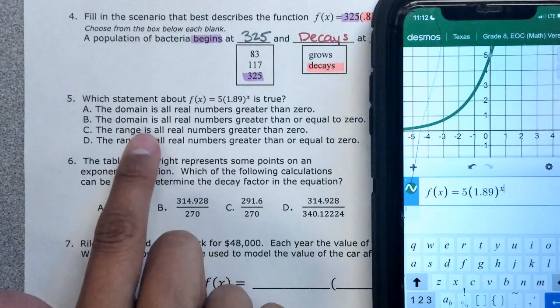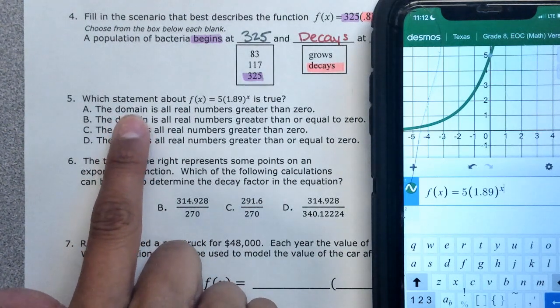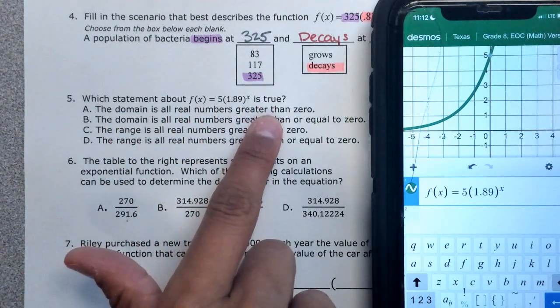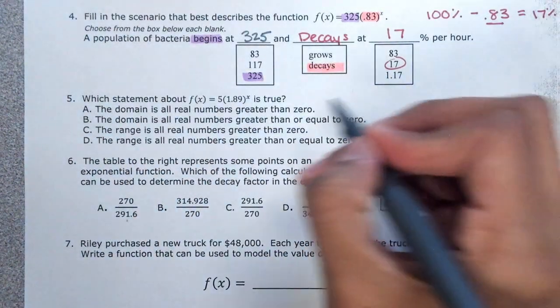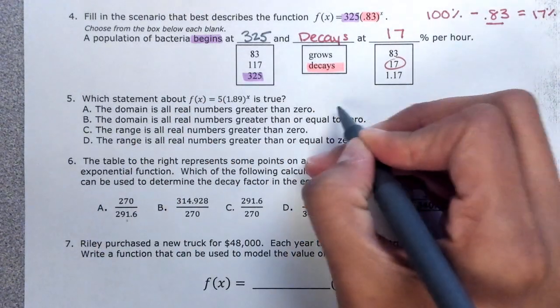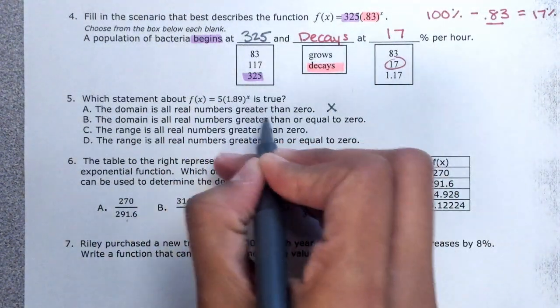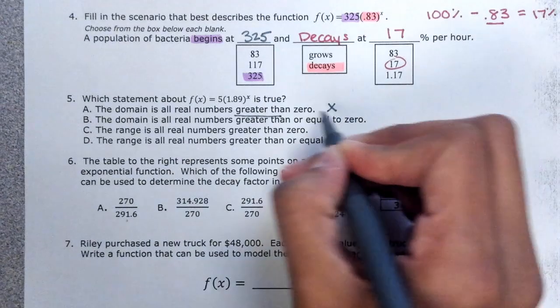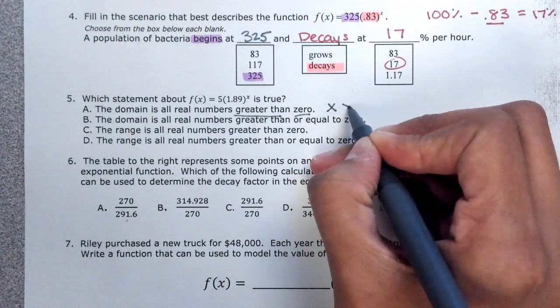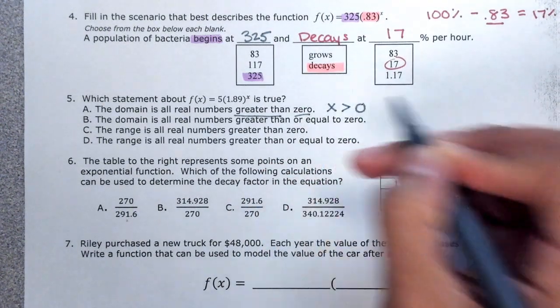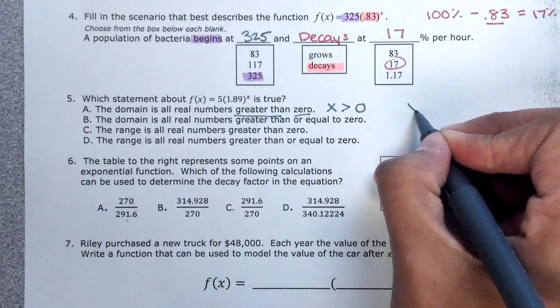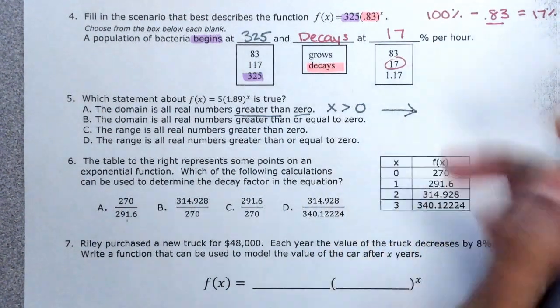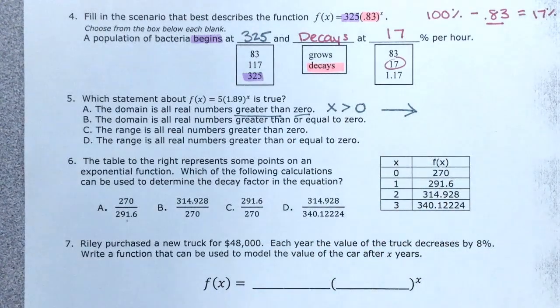Okay, let's talk about domain. It says the domain is all real numbers greater than 0. So I know how to write this. So I'm going to say it's all real numbers. We're talking about domain, so domain is x. It says greater than 0. This is the greater than sign, 0. So what that means is if we take this sign and turn it into an arrow, it's saying that it's all real numbers greater than 0.